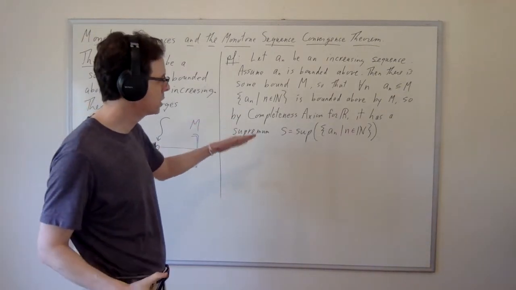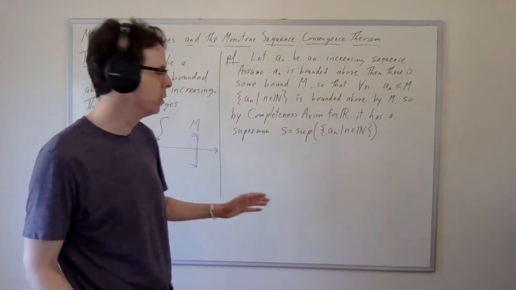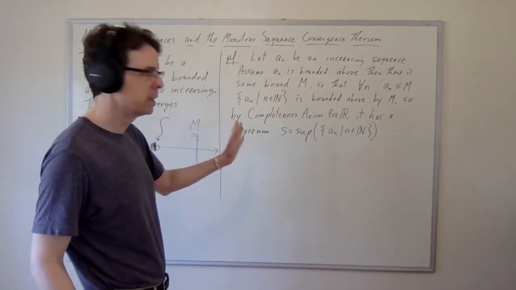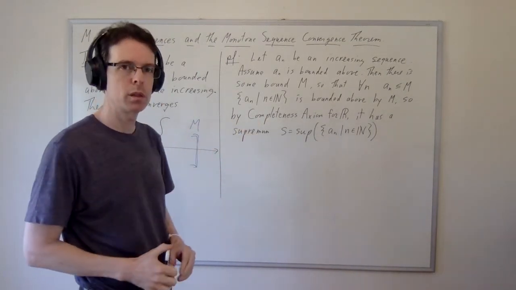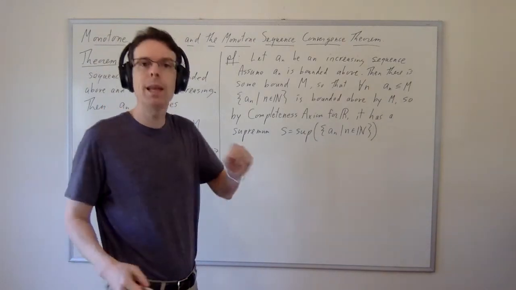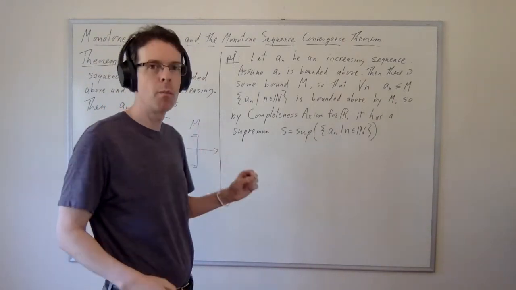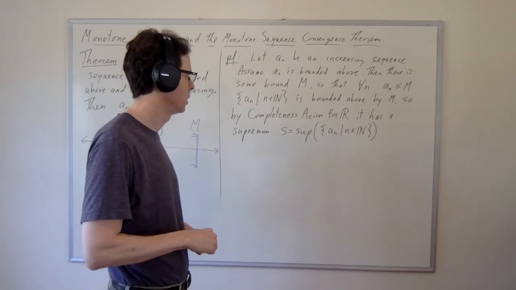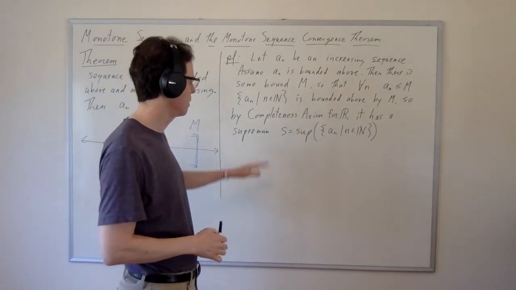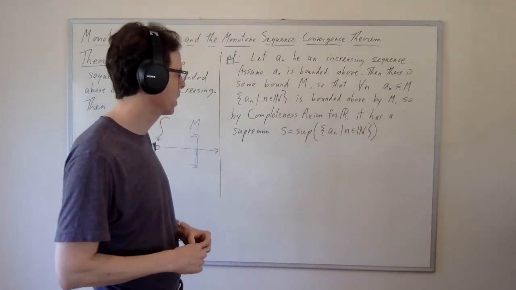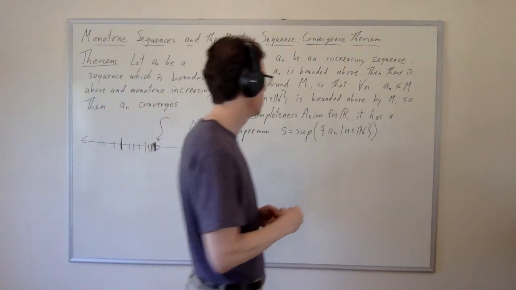The supremum of a set is an upper bound. That is, it is greater than or equal to every element of the set. But it is not just any upper bound, it is the least among all upper bounds. And the supremum must exist for a bounded set because of the completeness axiom. Okay, so here we have the supremum.